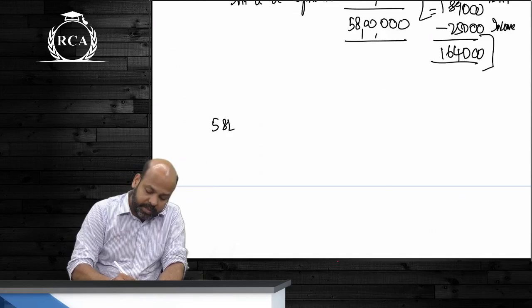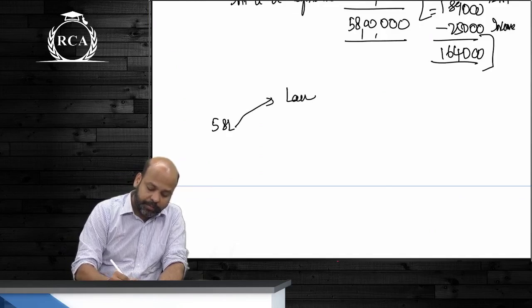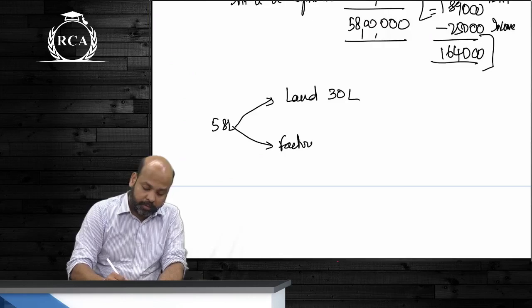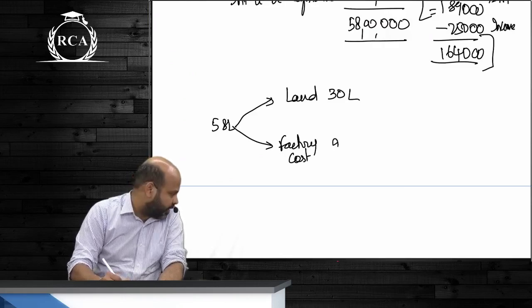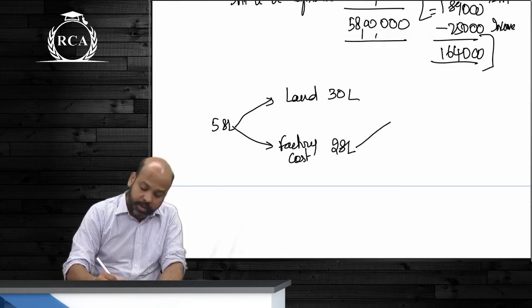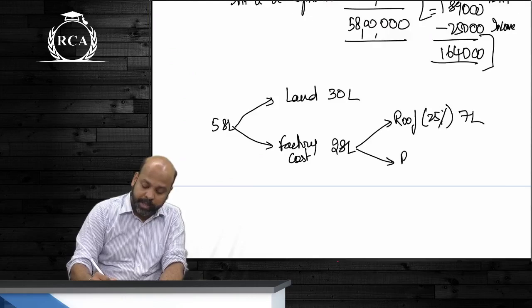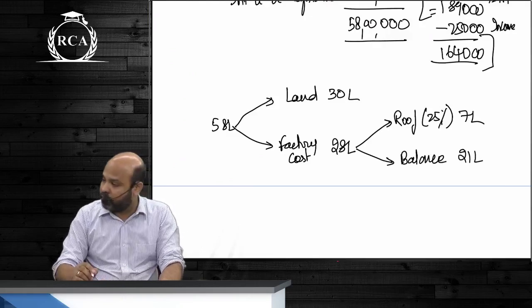Out of 58 lakhs, beta, how much is the cost of land? 30 lakhs. So this will be the factory cost. Yes or no, guys? Factory cost will be 28 lakhs. Out of this, how much is the roof cost? 25%. That is 7 lakhs. The balance factory, guys, is 21 lakhs.